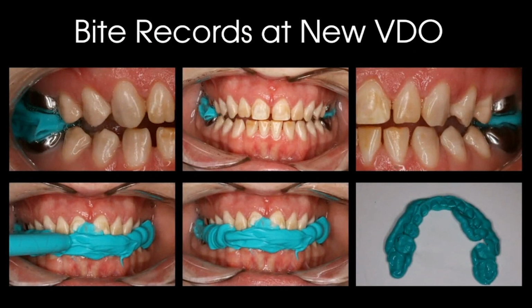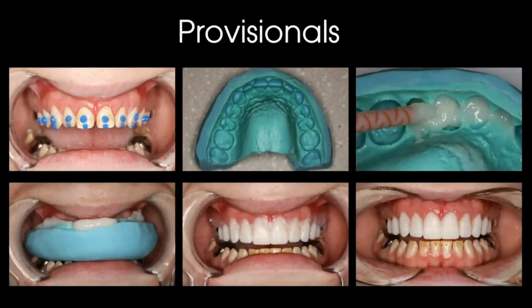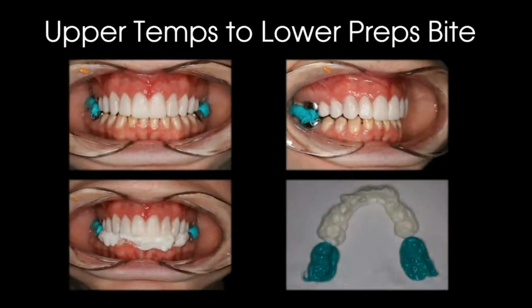So here are the bite records at the new vertical dimension sent to the lab after prepping. And the provisionals are, he had waxed this up. So here I am using a putty matrix and Lux Temp. And we're doing provisionals locked on the top. And then upper temps to lower preps bite for the lab. So he is aware of how much room there is when we prep the lowers, how much room there is. So we divide the room between upper and lowers evenly. So he has an idea about that.